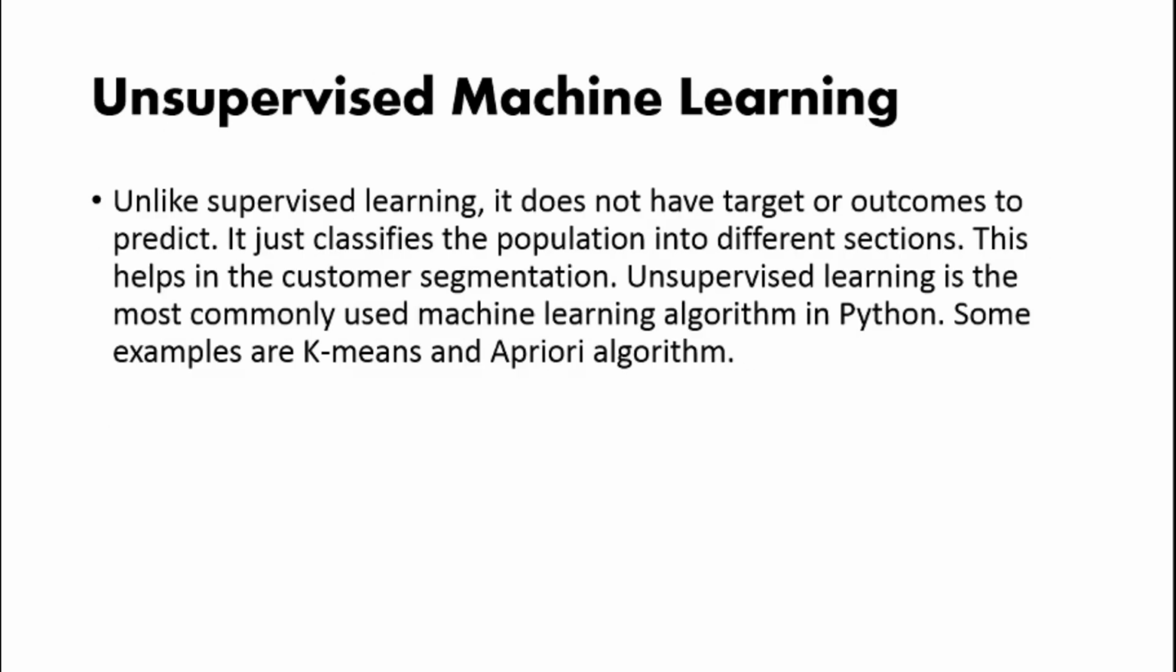Now, moving on to the next, we have unsupervised learning. Unlike supervised learning, the data is not known at all, right? So this basically helps in customer segmentation as well, as it does not have target or outcomes to predict. It just classifies the population into different sections, right? Unsupervised learning is the most commonly used machine learning approach in Python. Some examples are k-means clustering, and then you have the a priori algorithm.